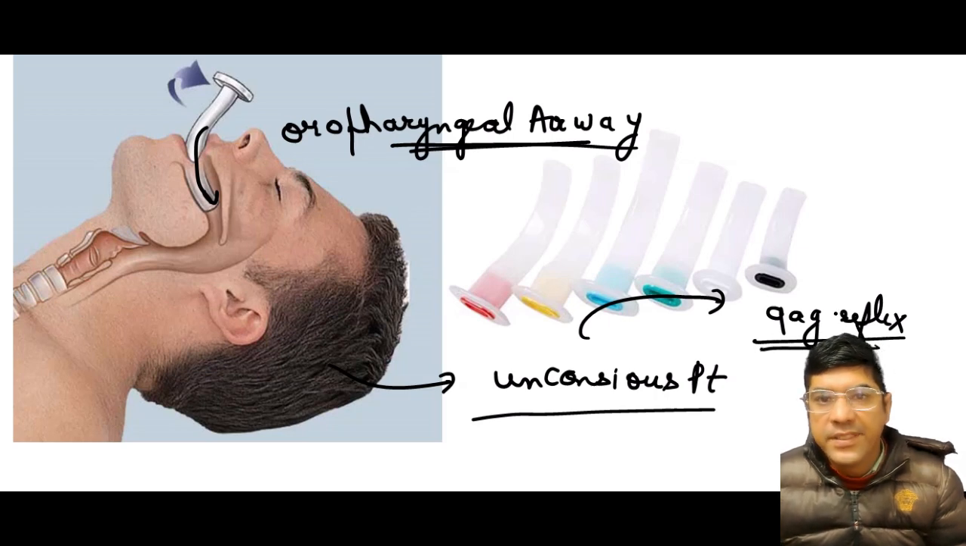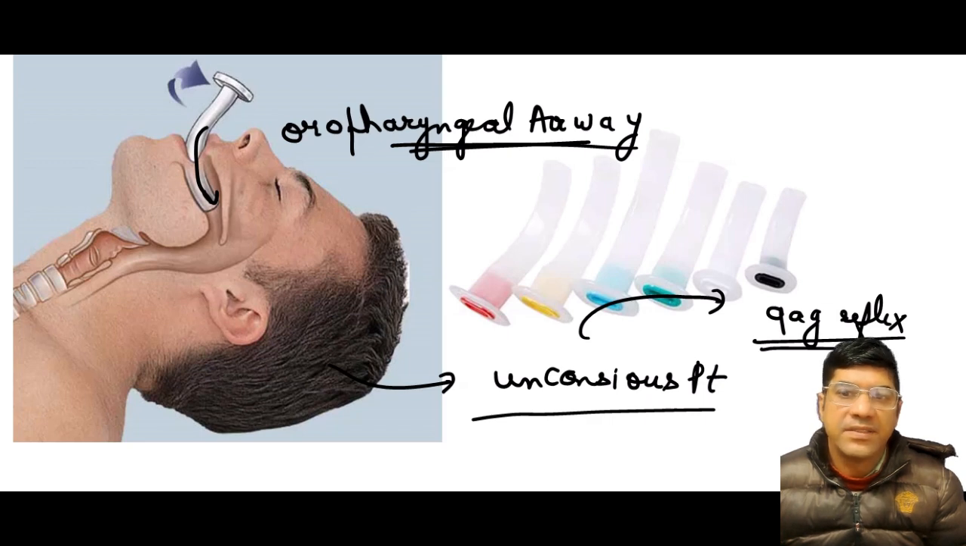If you use it in a conscious patient, it may stimulate the gag reflex and lead to vomiting or trigger the laryngeal reflex that results in a laryngospasm, where the vocal cord spasm can obstruct the airway. To insert the oropharyngeal airway, the rescuer opens the patient's mouth and inserts the curved tube into the back of the throat to keep the tongue away from the posterior pharynx and prevent airway obstruction.